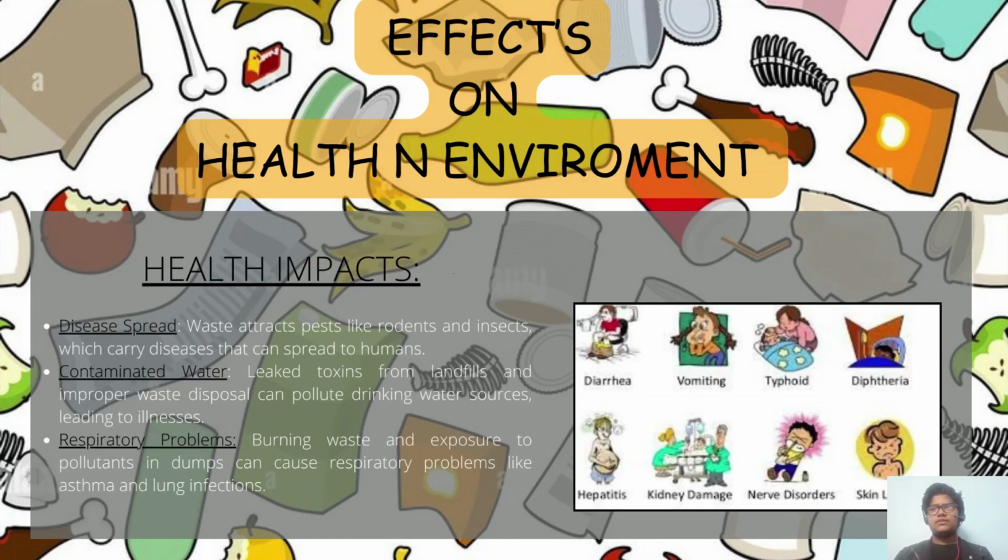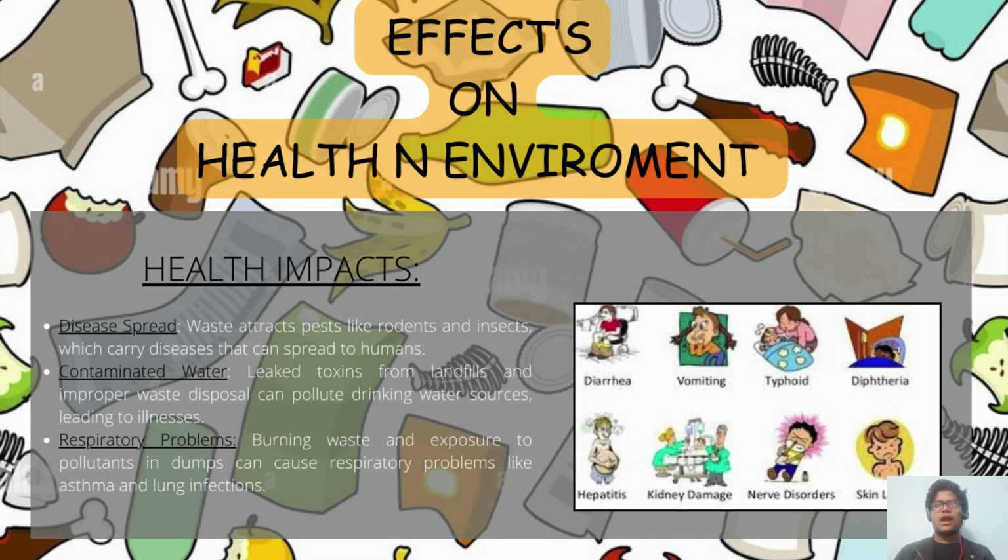Now let's see how poor management of solid waste impacts health. First key point is disease spread. Waste attracts pests like rodents and insects, which can carry a variety of diseases that can spread to humans. These diseases can be transmitted through bites, contact with contaminated surfaces, or inhalation of airborne particles. For example, rats can spread diseases like plague, while mosquitoes breeding in stagnant water around waste sites can transmit diseases like dengue fever and malaria.